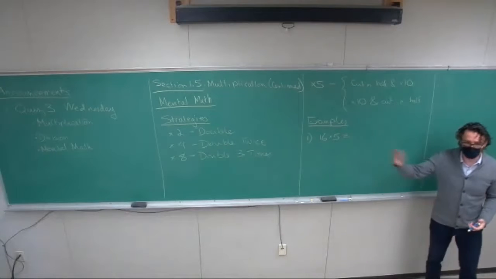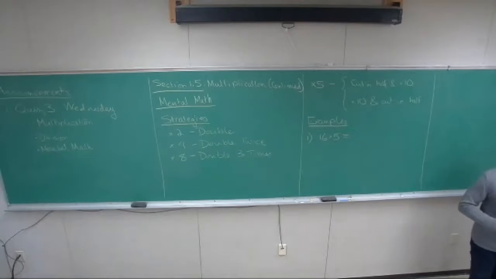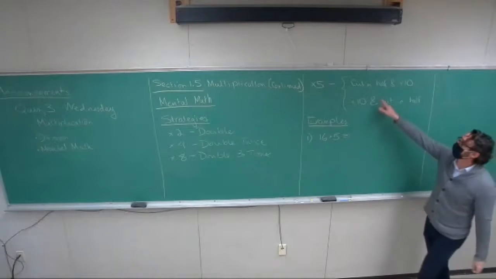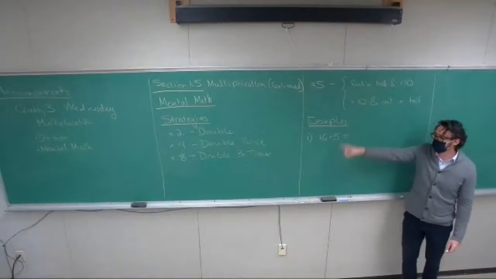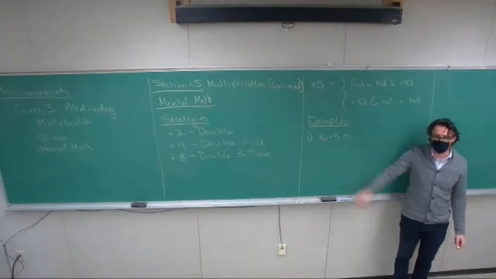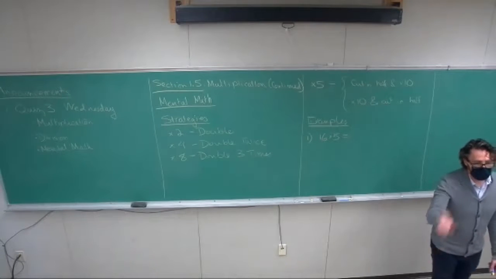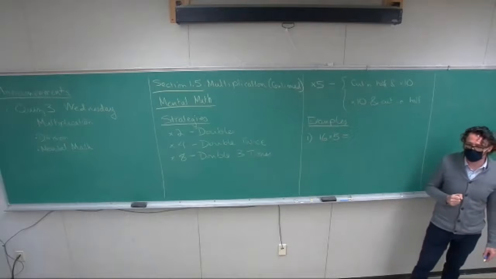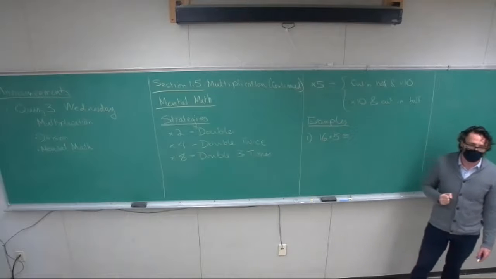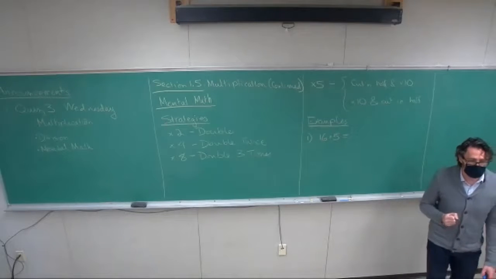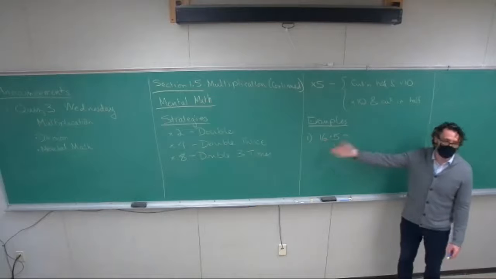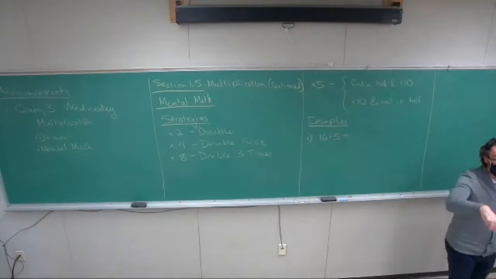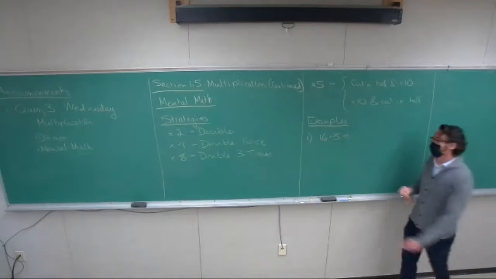Okay, so for example, 16 times 5. Let's apply this strategy right here. Take 16, cut it in half. What do you get? 8. Multiply by 10. What do you get? Cut it in half, 8. Multiply that by 10, and you get 80.